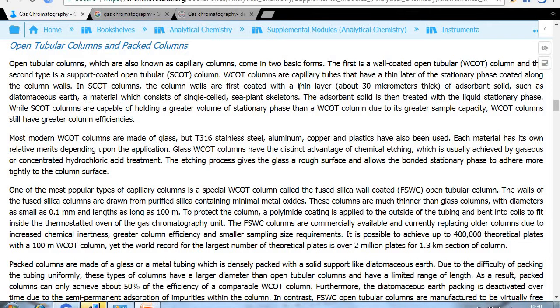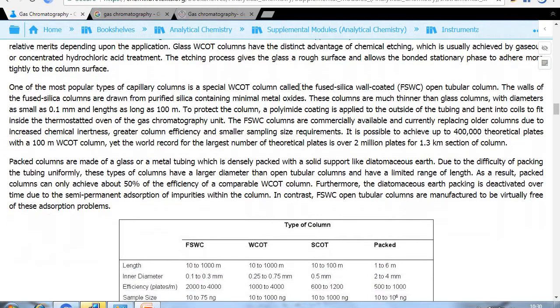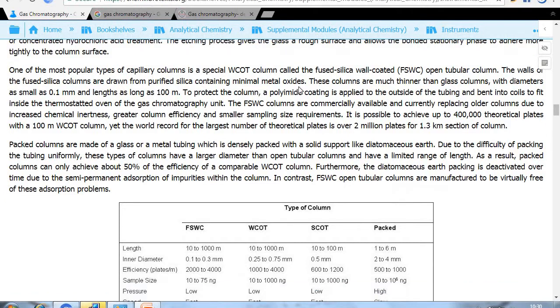Okay, which is widely used, and they have much thinner columns than the glass columns, so that is why it is widely preferred. And here again, if you see the length, you can use it from as short as 0.1 mm to 100 millimeter. Okay, the length of the column.